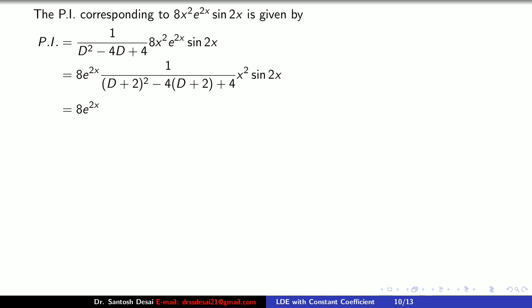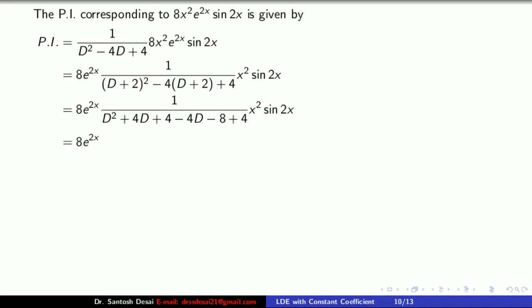Now simplifying the denominator, we get 8 e raised to 2x into 1 upon D square plus 4D plus 4 minus 4D minus 8 plus 4 into x square sin 2x. Simplifying again, we get 8 e raised to 2x, 1 upon D square into x square sin 2x.